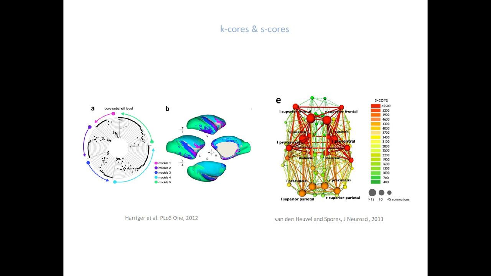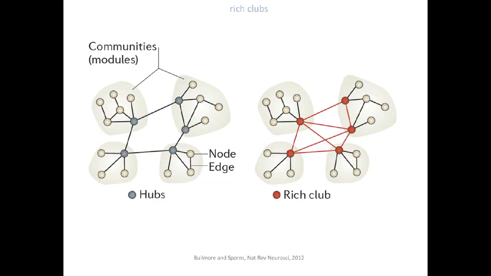That's in the case of binary networks. We can use a similar idea in weighted networks, where instead of looking at degree K, we look at node strength, the sum of weights attached to a node. So we look at all of our unique strength values in the network, and we peel the network at different levels. And this is a representation of the S-core in a human brain network.